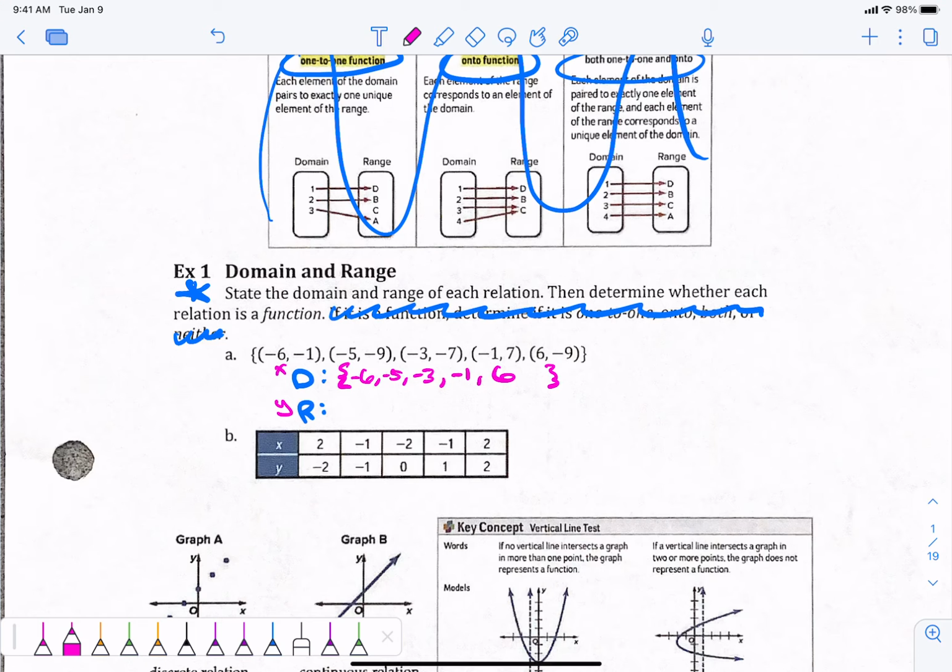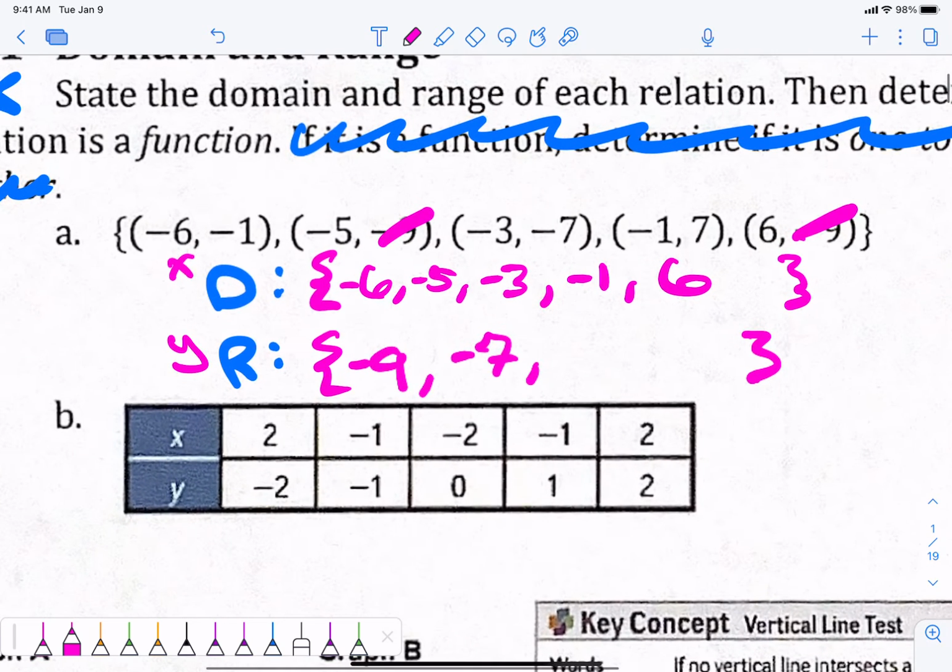The range, I bet those aren't in order though. -9 is first, so he's there and there. -7 is next. We only have to list the -9 once. Good call. Yes, we don't list the repeats. So -9, -7, and then -1 and 7. Okay? All right. So domain and range, done.